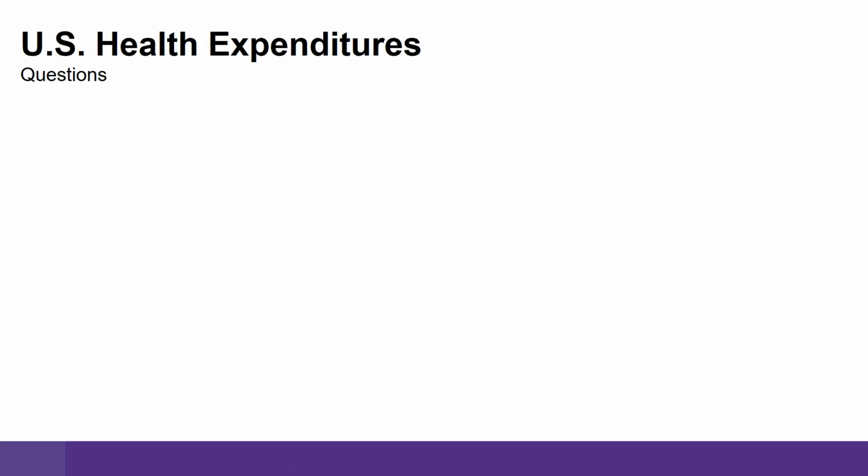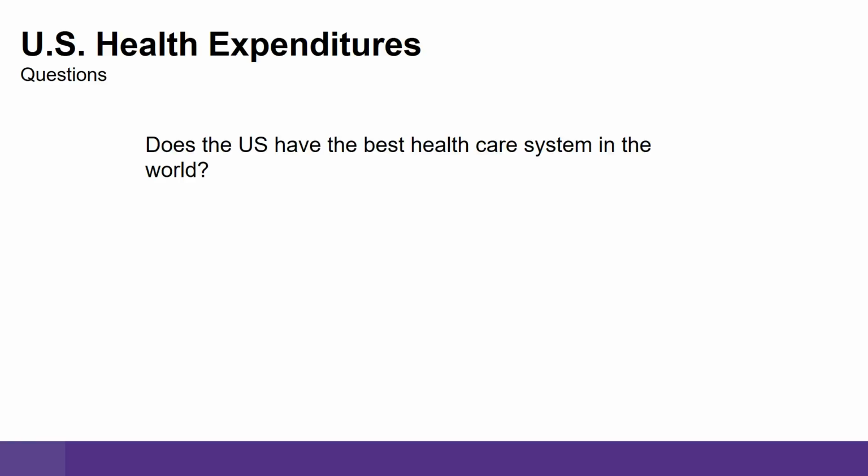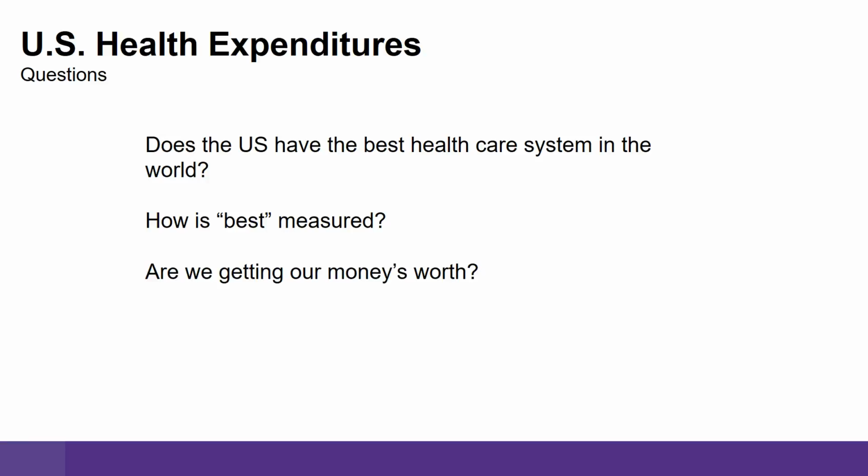So the information presented in these graphs and the other data provided in the Commonwealth Fund report suggests the following questions. Does the United States have the best health care system in the world? How is the United States health system best measured? Are we getting our money's worth? What should be done differently?